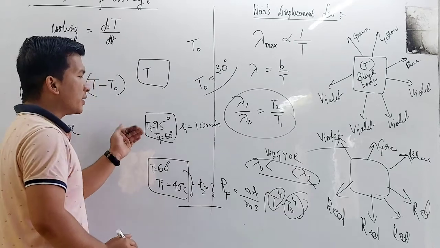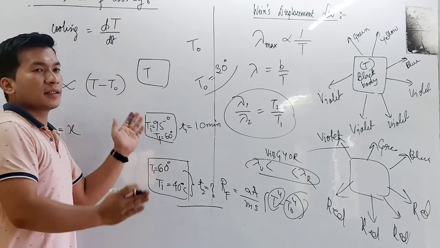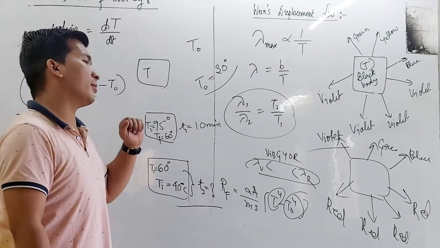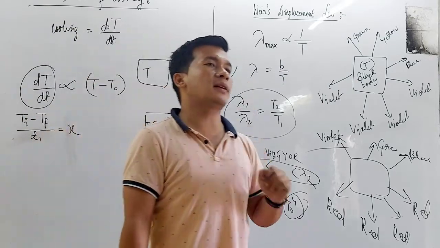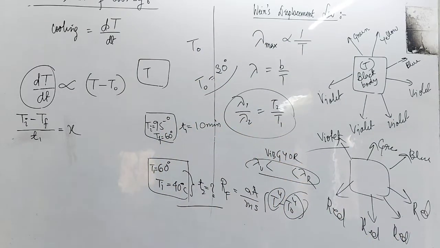Will the temperature of the body decrease from 95 to 60 in this 10 minutes? In the first minute, after 1 minute, after 2 minutes, does it maintain 95 and at the 10th minute suddenly change to 60? No, it keeps on decreasing continuously. The temperature of the hot body keeps on changing in this 10-minute duration.